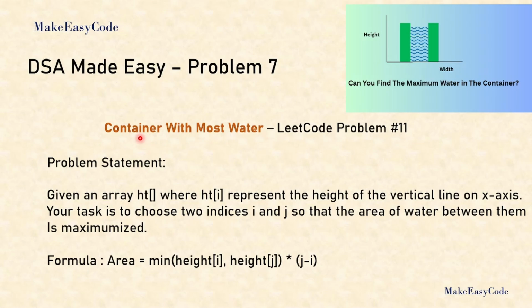And the statement is: given an array height, where height[i] represents the height of the vertical lines on the x-axis. Your task is to choose two indices, that is i and j, so that the area of water between them is maximized. And the formula is given: area equals min of height[i], height[j] times (j minus i). So this is not a random LeetCode problem. It has been asked in big tech interviews like Microsoft, Amazon, Apple, and even Google. So learning this trick can give you an edge in real interviews.